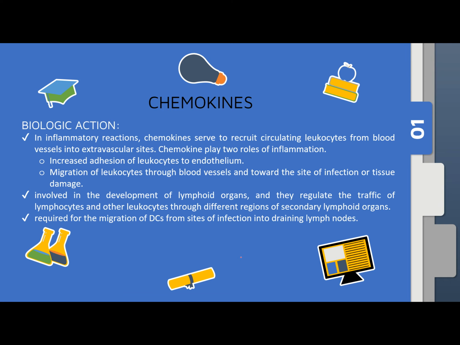They are also involved in the development of lymphoid organs, and they regulate the traffic of lymphocytes and other leukocytes through different regions of the secondary lymphoid organ. They are required for the migration of dendritic cells from the site of infection into draining lymph nodes. Now, this is their main function: increasing adhesion of leukocytes to the endothelium and migration of leukocytes through blood vessels and toward the site of infection or tissue.